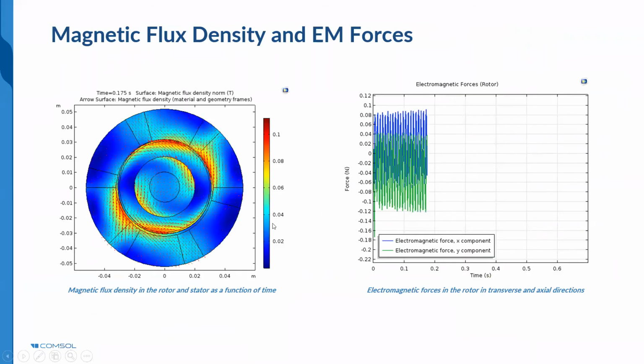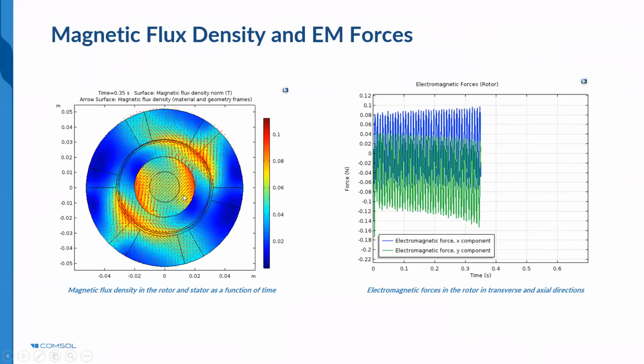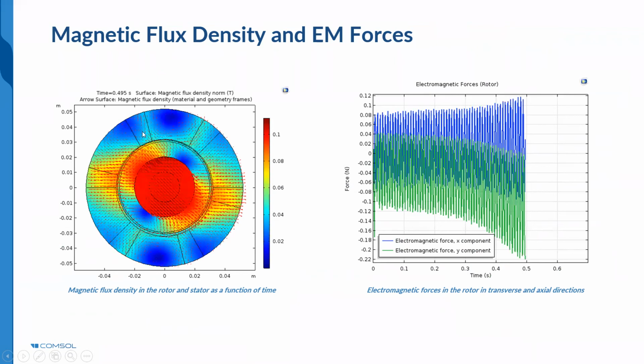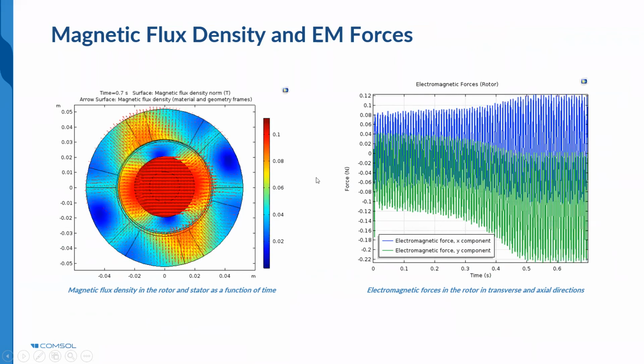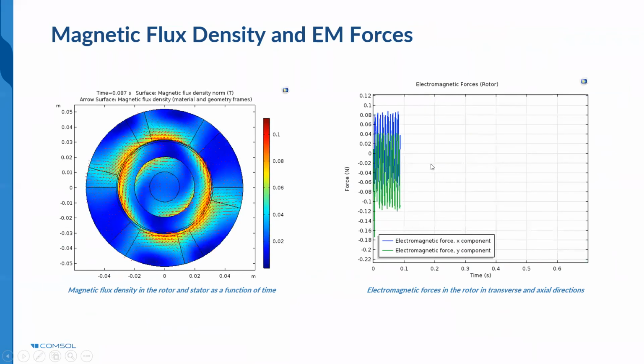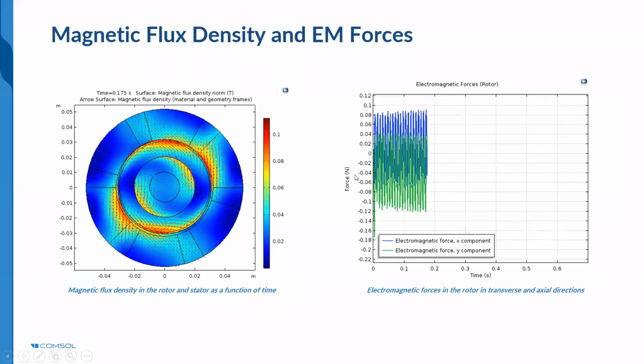On the right-hand side, we can see the torque as well as speed curve. This is the rotor speed and this is the rotor torque. And these are the magnetic flux density as well as electromagnetic forces. Once the rotor is rotating, you can see the electromagnetic flux density, and on the right-hand side, you can see the electromagnetic forces on the rotor.